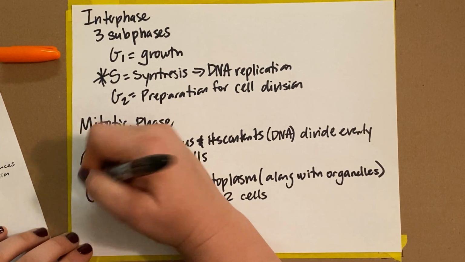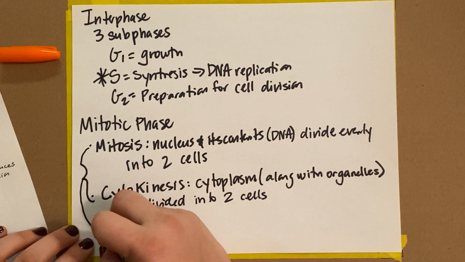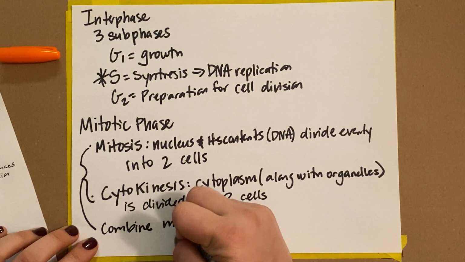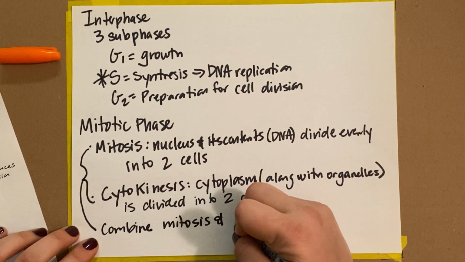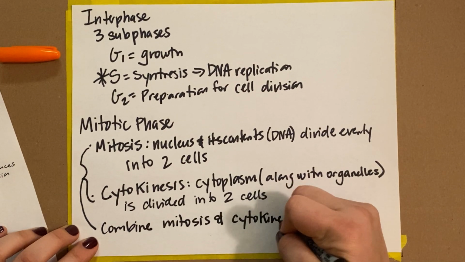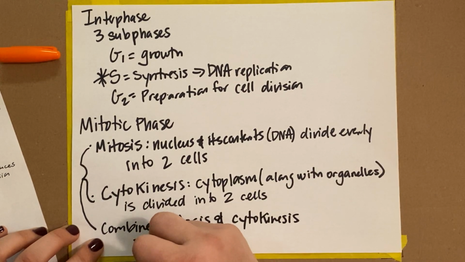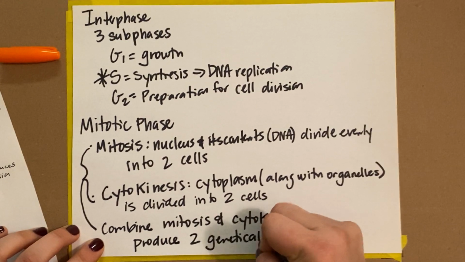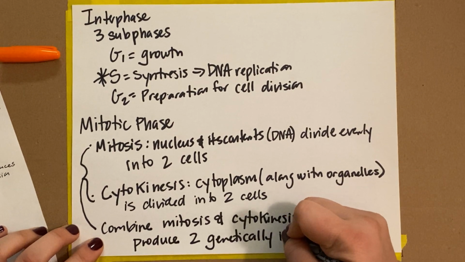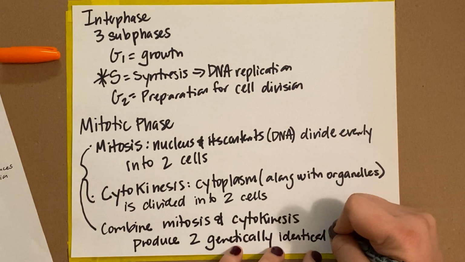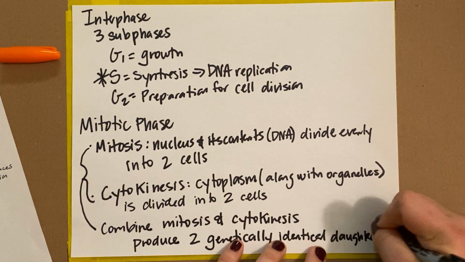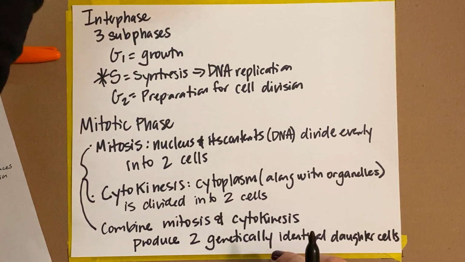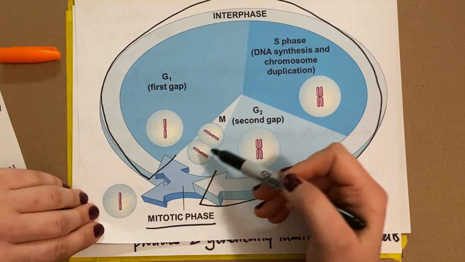But the whole purpose of these two stages is, when you combine mitosis and cytokinesis, you produce two genetically identical daughter cells. Okay, so that is going to be what's happening during the mitotic phase. So lots of stuff is happening during this phase.